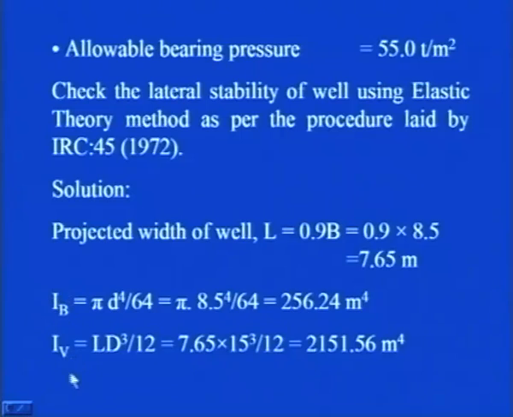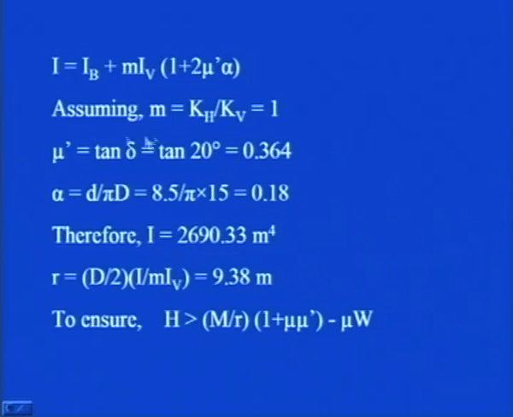Then using these two geometrical properties IB and IV, we can find I using this particular expression: I is equal to IB plus m IV into 1 plus 2 mu prime into alpha. Assuming m, which is defined as kh upon kv as we have already discussed in step 2, let us assume a value of unity for this parameter. Then mu prime is defined as tan delta, where delta is given in this problem as 20 degree. So, tan 20 degree will become equal to 0.364. Then alpha is defined as d upon pi D, which is equal to 8.5 upon pi into 15, and this results in a value of 0.18. Therefore, if you substitute all these values in this expression, you will get I equal to 2690.33 meter to the power 4.